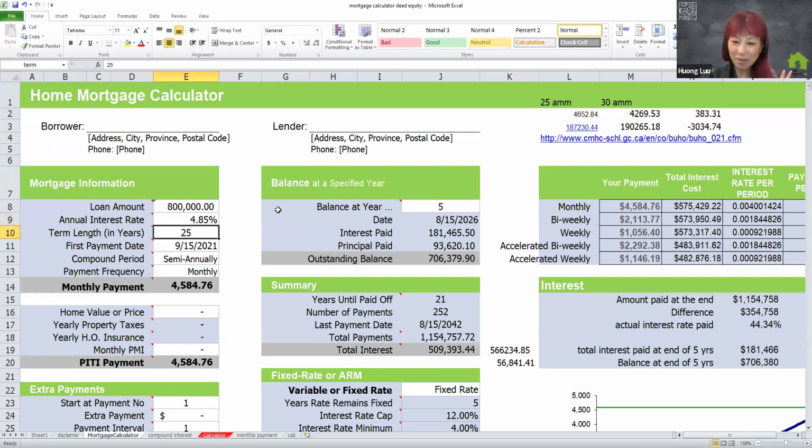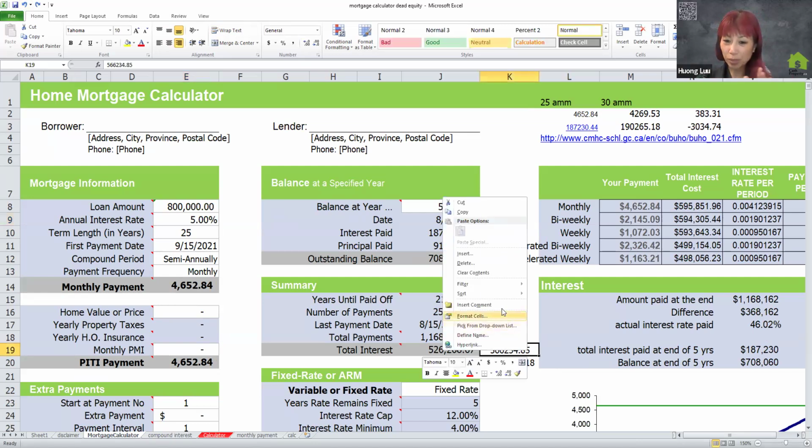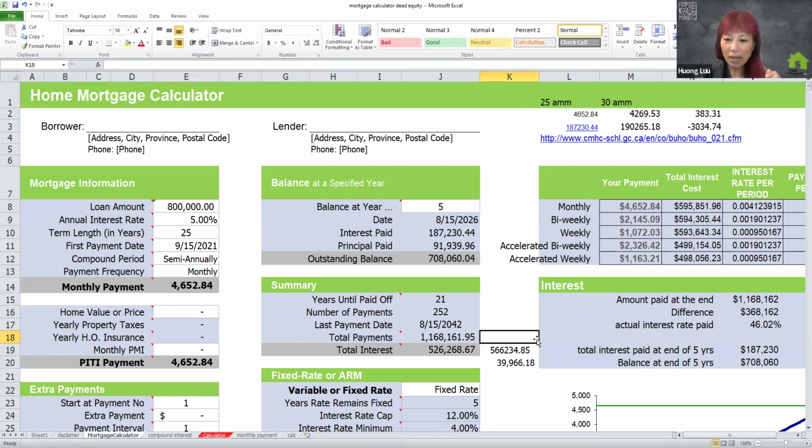Okay, so there we go. 25 years. Whoa, okay, let me just back up here. I'm going to undo, because what I want, okay, this 566,000 was for the 30-year amortization. So I'm going to put a note so that we know that was for the 30-year amortization at 5%.